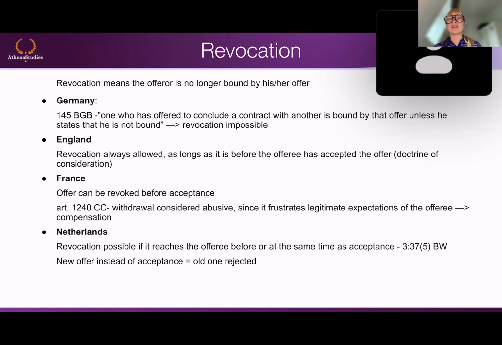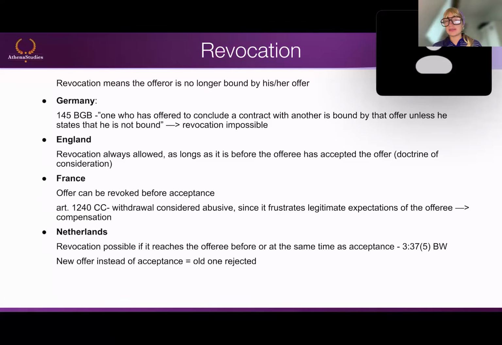For example, Germany is the strictest one, which says that revocation is impossible. You have no chance to do it. If you make an offer, you're bound by it. Only in case the person rejects your offer, then you're free to go. Other than that, you have to go on with the contract.